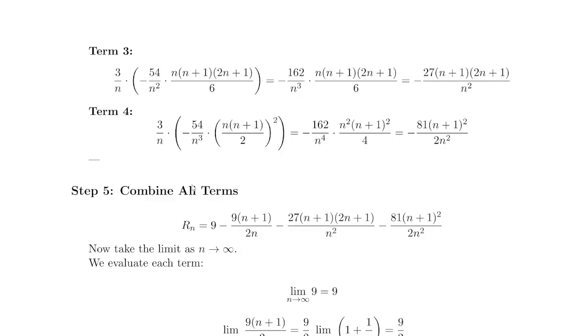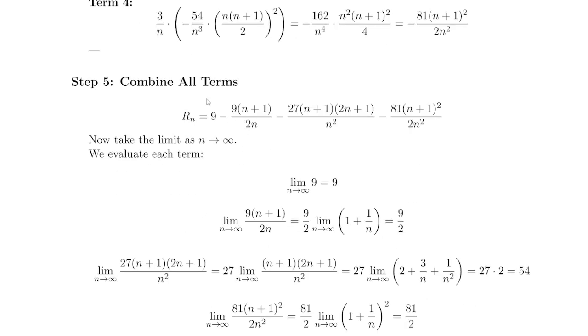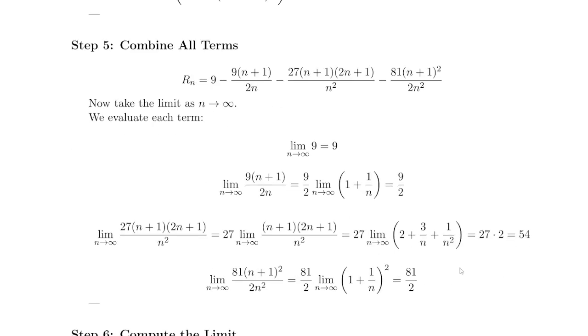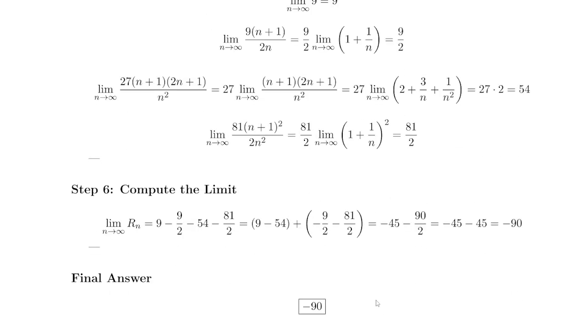So this step right here, r sub n, is the sum. But to get the answer, we need to take the limit. So the first term is 9. The limit as n approaches infinity is just 9. It's a constant. The next one is 9 halves, 54, 81 over 2. So putting it all together, we compute the limit and get negative 90 as our final answer.